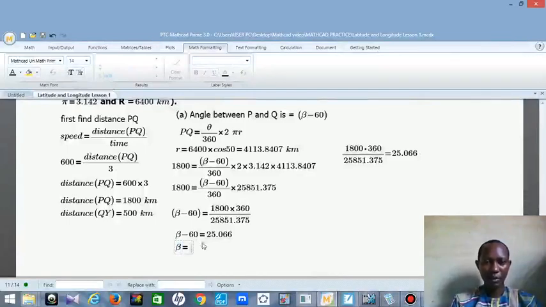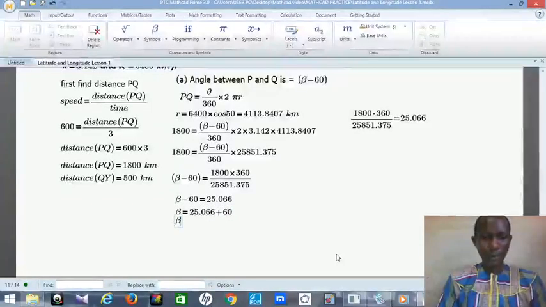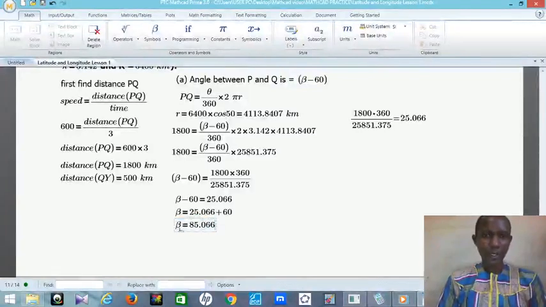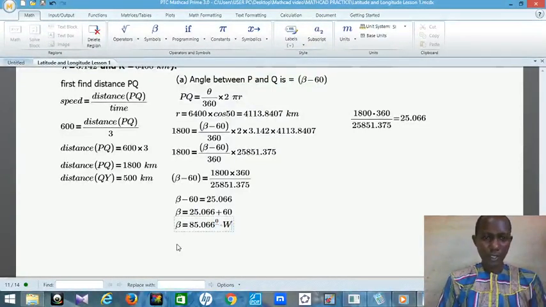Now beta is equal to 25.066 plus 60, which will now give us 85.066. Then 85.066 is the longitude. That is the longitude of a point Q, and it's in degrees, towards the west, degree west. So you take note of that.